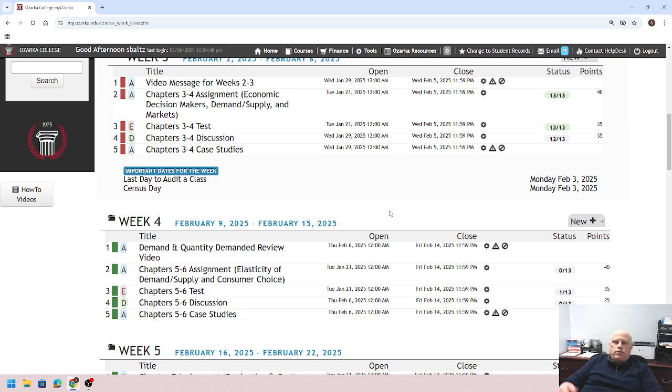All right? Now, as we learned in chapter 4, when we learned about the law of demand, we know that there's an inverse relationship between price and quantity demanded. And on the supply side, we learned that there's a positive or direct relationship between price and quantity supplied. But what we haven't dealt with yet is how much the quantity demanded is going to change when price changes, or how much the quantity supplied is going to change when price changes. And that's what we will cover in chapter 5.